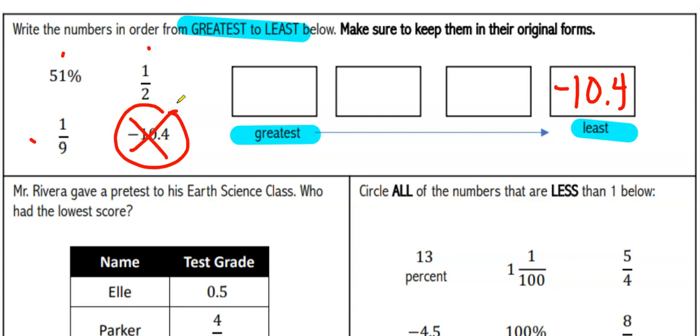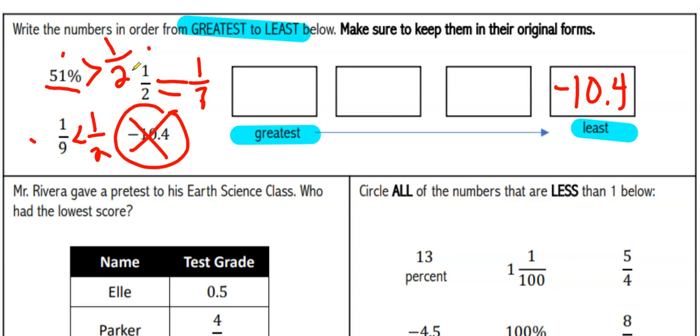Okay, so now I'm going to look at what I have left. I have 51%, 1/2, and 1/9. Now between those, I'm going to think of my benchmark fraction of 1/2. 51% is greater than 1/2. 1/2 obviously is 1/2, and then 1/9 is less than 1/2. Okay, so 1/2 is equal to 1/2. 51%, because 50% is 1/2, 51% is greater than 1/2. So we've got the order right here.